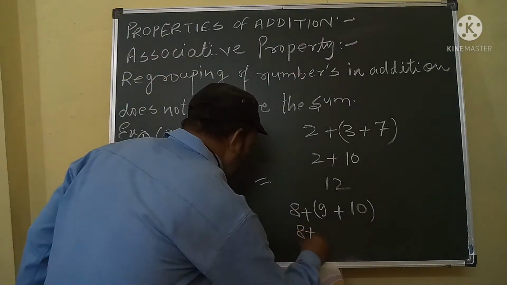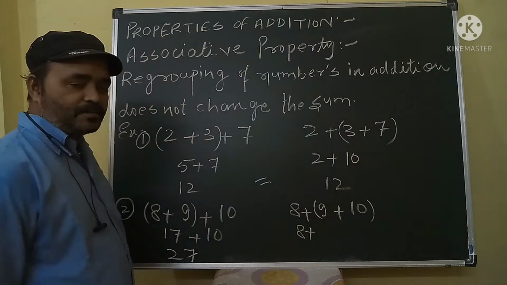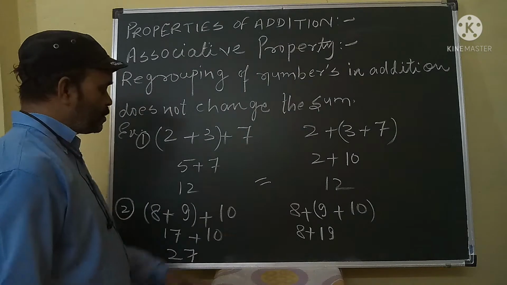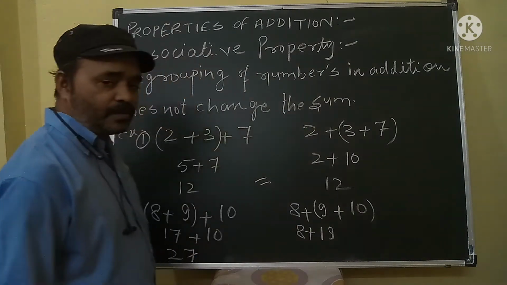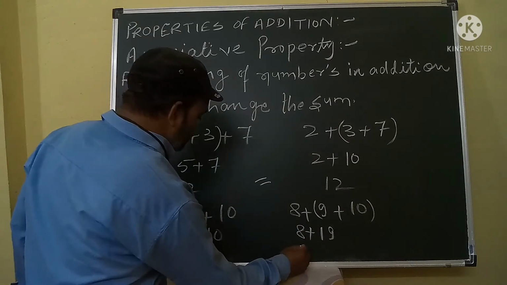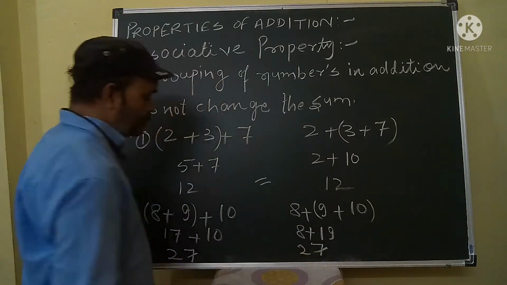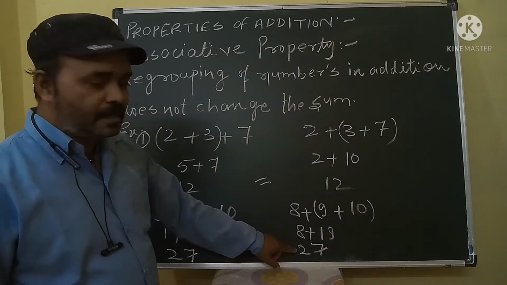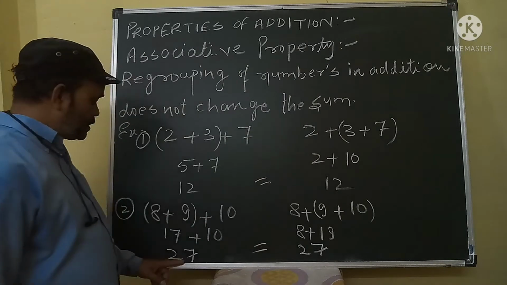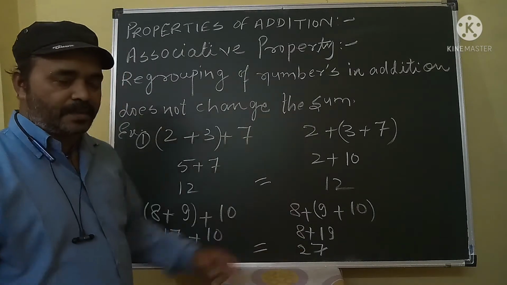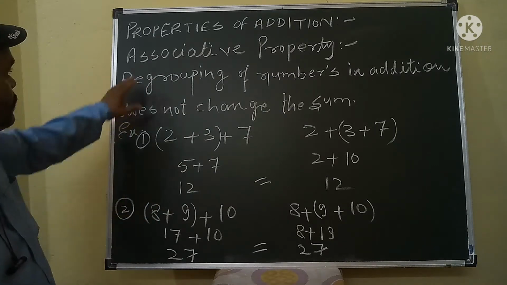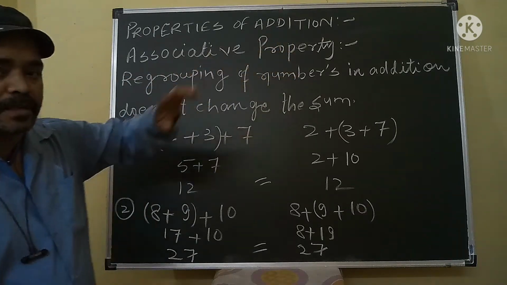So first we solve the bracket terms. 10 plus 9, it will give you 19. Okay. 8 plus 19, it will give you 27. Therefore, 27 is equal to 27. This type of property is known as associative property.